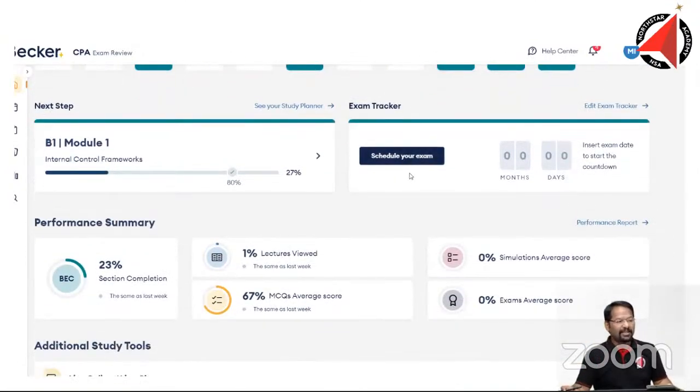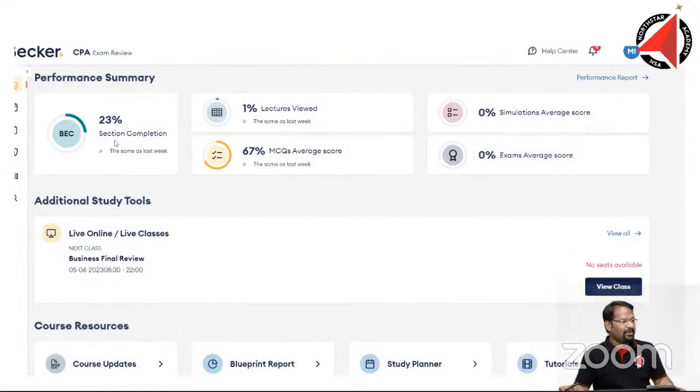You can go here and schedule your exam so that the system keeps telling you how much is done and how much more is to be covered. The system will try to put a little pressure on you that you have to buckle up and be a little more consistent. All right. Performance summary will tell you how much percentage of the syllabus you have completed, how many lectures you have watched. Lecture viewing is not mandatory because we are going to do much more at much more length right here in the class. So perfectly fine. Simulation, it is important. Average exam score, it is to be good. Your MCQ score has to be maintained at all times.